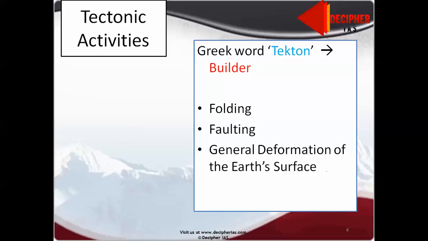Before that I should discuss the term tecton. Tecton means builder, literally. So these tectonic activities are the building activities on the part of our mother earth, because they lead to formation of mountains and volcanism, etc. So internal energy of the earth is released. The tectonic activities mainly include folding, faulting and general deformation of the earth's surface.